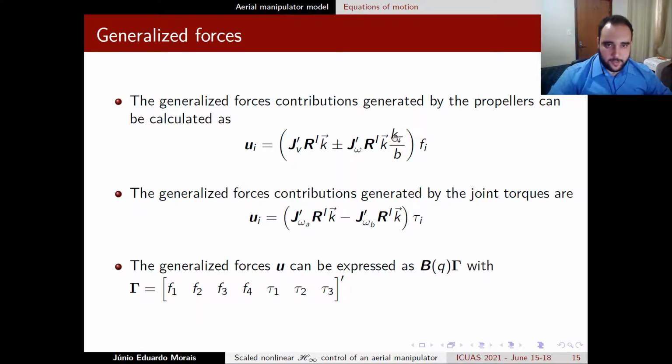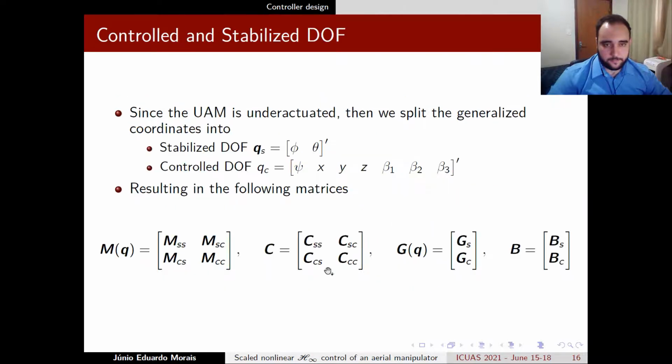The generalized forces contributions from the forces of the quadrotor can then be calculated using this equation here, and from the torques of the manipulator joints we can use this equation here. And from this we can then calculate the matrix B of Q.